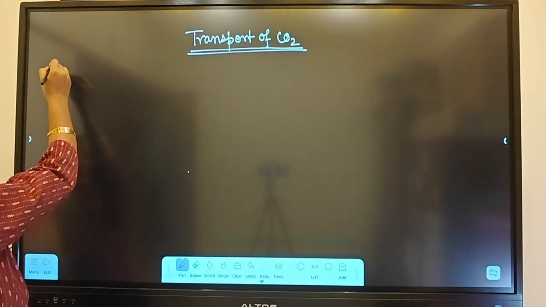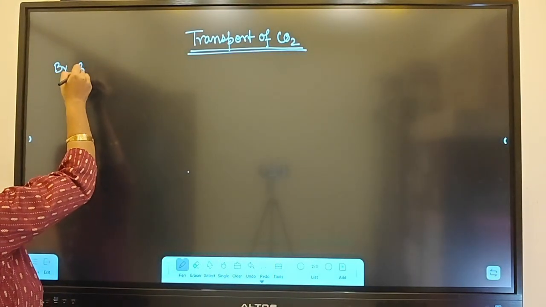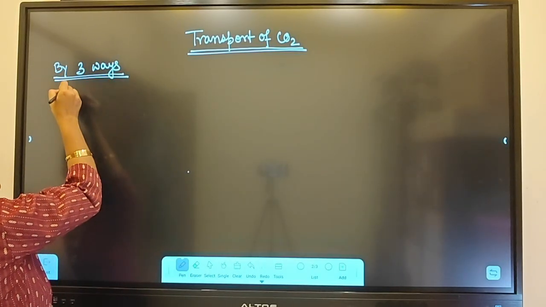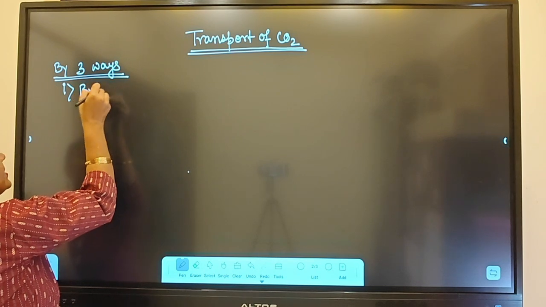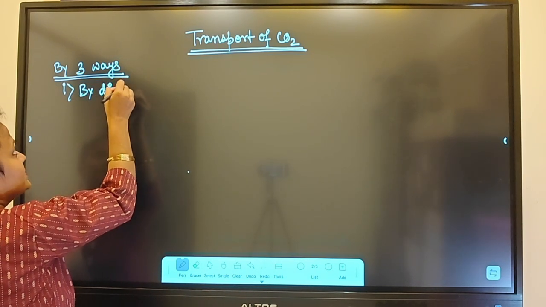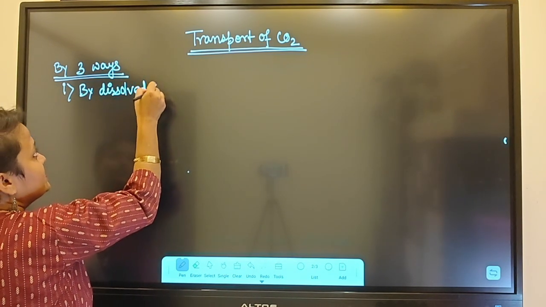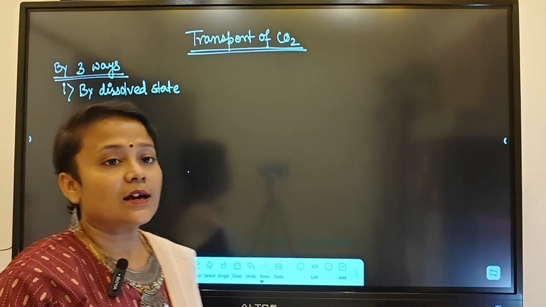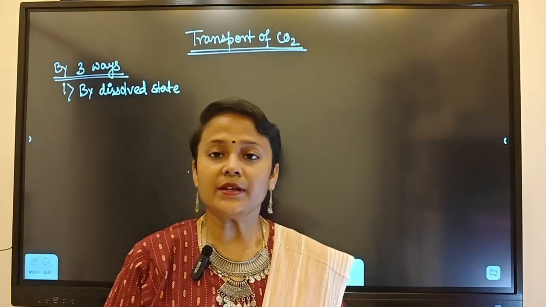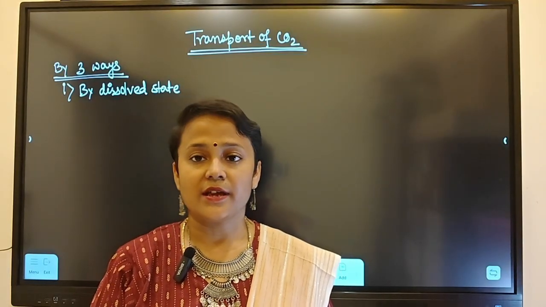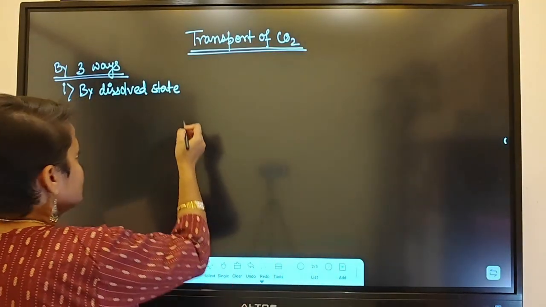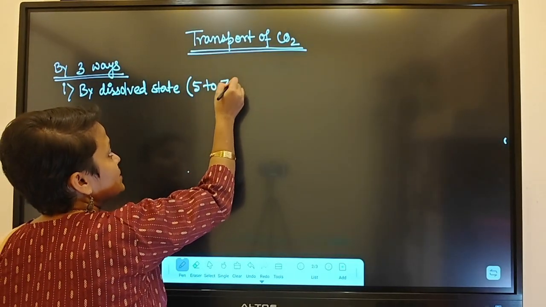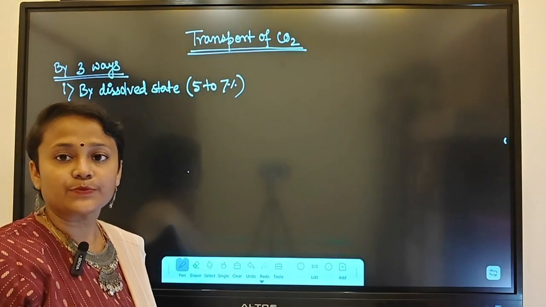This is by three ways. What are those ways? First, by dissolved state. Dissolved state means, as we know, carbon dioxide is a little bit more soluble than oxygen. That's why in dissolved state, 5 to 7% of carbon dioxide will be transported.